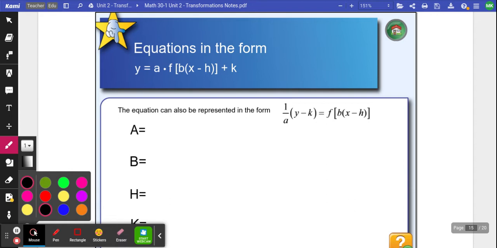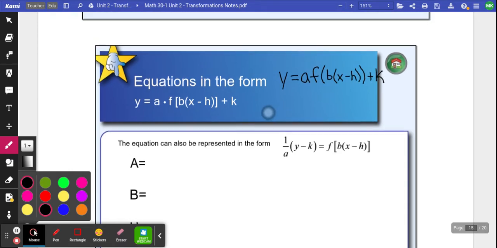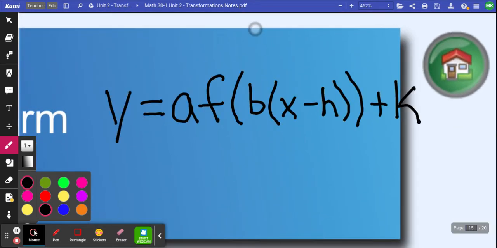I've been writing them like this: y equals a f, and then b, and then x minus h, and then plus k. Agreed? And that's how we've been talking about them. It's the easiest way for us to add and multiply and actually put things into equations. That's the nice part about having it this way.